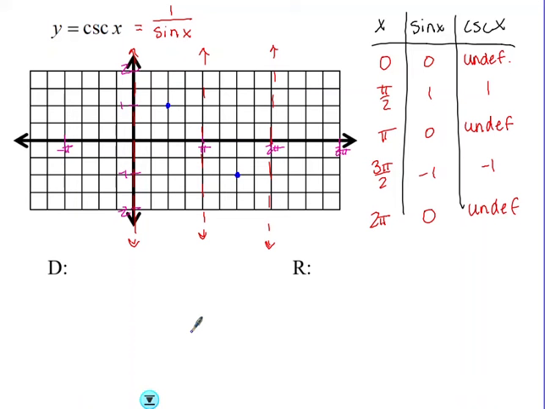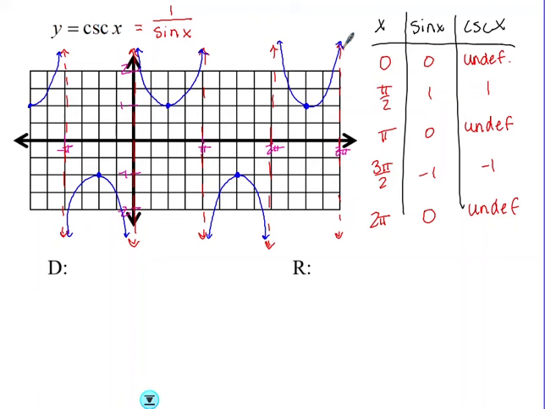So the way that our curve is going to look is we are going to have these little U-shaped pieces of the graph. And if we continue this pattern, we're going to have asymptotes at every multiple of pi, and the little U-shapes are going to alternate positive and negative. So that's what our graph for cosecant is going to look like.